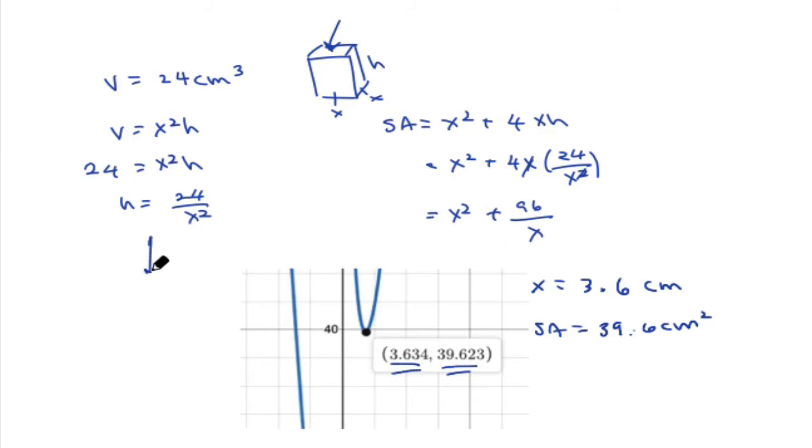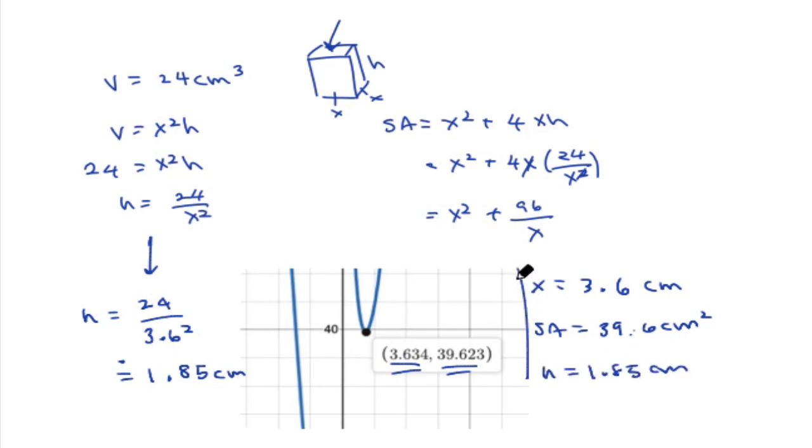We also want to find the height for this. So height we found over here in terms of x. So that's nice because we can just plug in x, 3.6, into 24 over x squared. And we get approximately 1.85 as our height. So height, I'll write it down here, 1.85. So here's our dimensions.